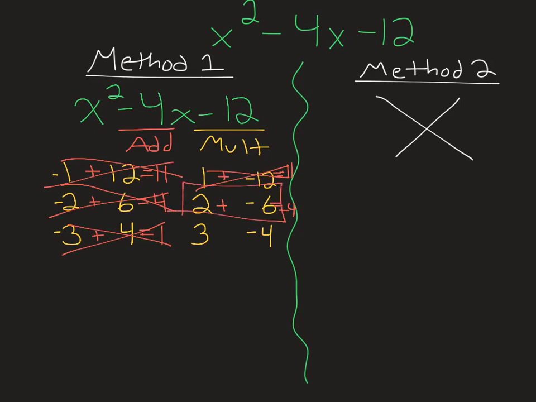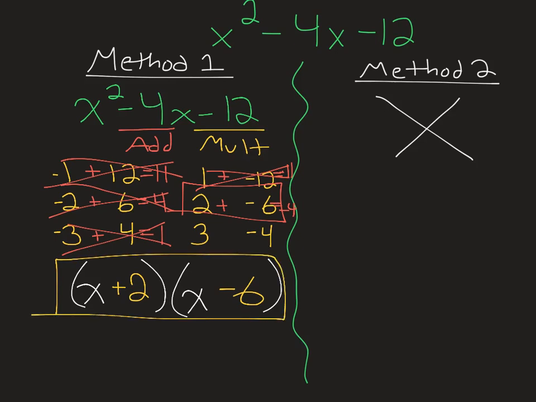Okay, so when we go to write our factors, again, because when you multiply it back out, you need x squared, we know it's going to be x and x. The 2 was positive, so it's going to be plus 2. The 6 was negative, so it's going to be minus 6. And that is going to be my answer. And again, you can FOIL that back out to double check it. If we are trying to check this, we would get x squared minus 6x plus 2x minus 12.